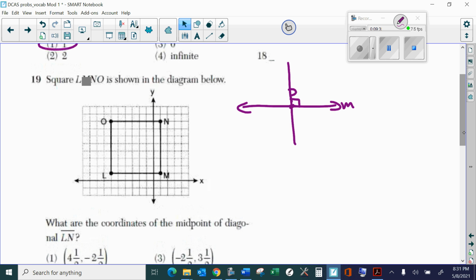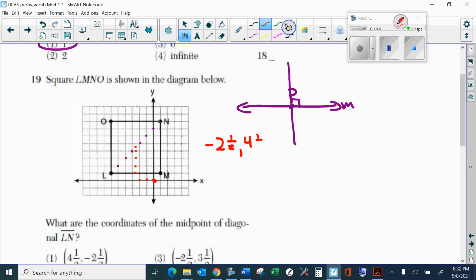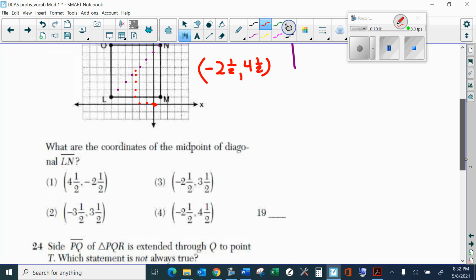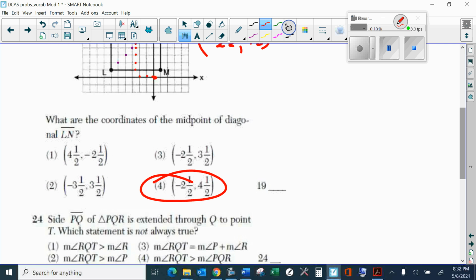Okay. We have this square here, where the coordinates of the midpoint of the diagonal LN. Well, I could go 1, 2, 3, 4, 5, 6, 7. So it's going to be 3.5 of these. 1, 2, 3, 3.5 right there. So what is that point? Here's 0, 0, the origin, negative 2.5, comma, how far does it go up? 1, 2, 3, 4.5.